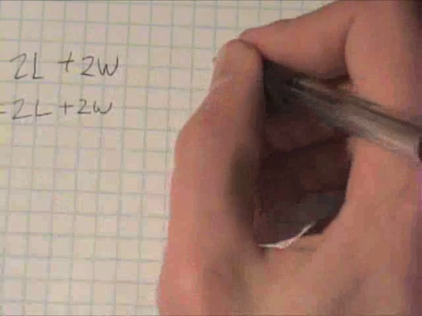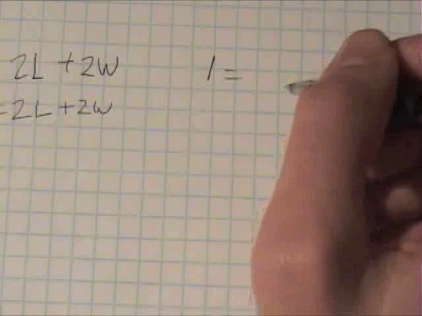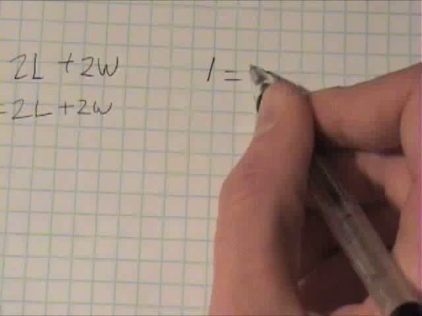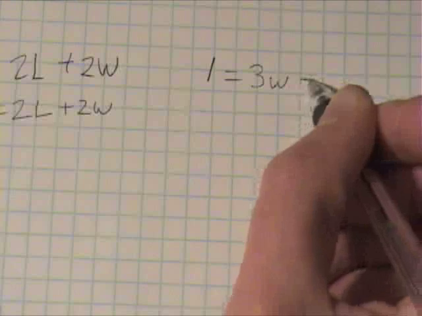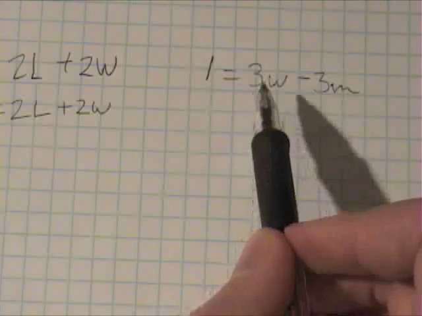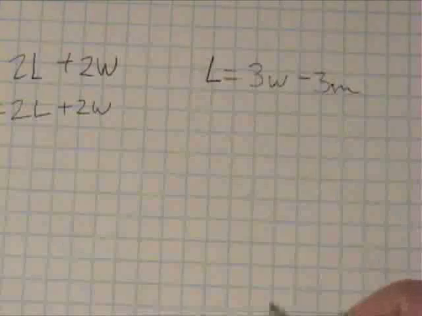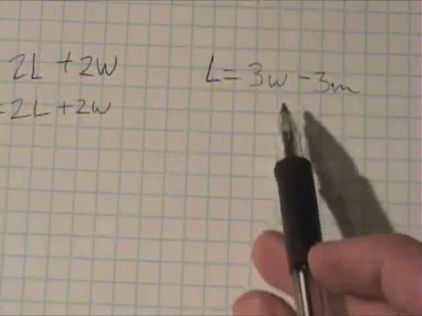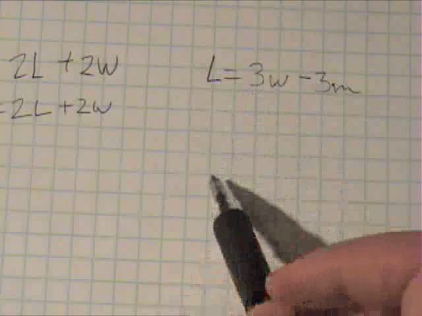The length is 3 meters shorter than 3 times its width. So it must be 3 times the width minus 3 meters. I'm going to put an L there. So 3 times the width, and then it needs to be shorter, so subtract 3 meters from it. So we wrote out an identity for L.